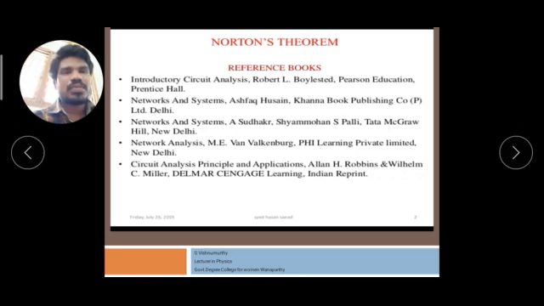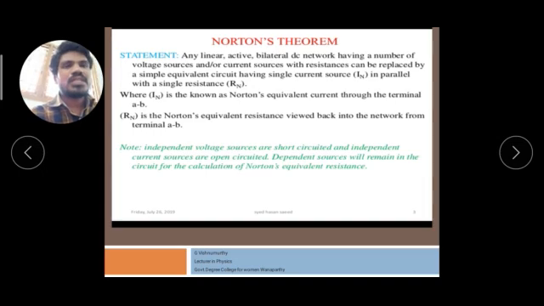The reference book is Introductory Circuit Analysis, written by Robert L. Boylestad. These are the reference books. You may see these books for the network theorems. And here is the network theorem.